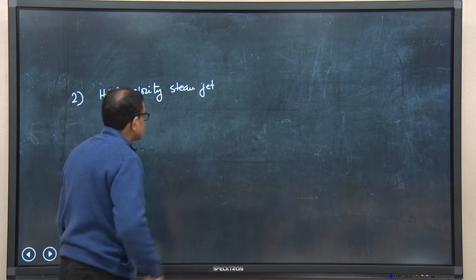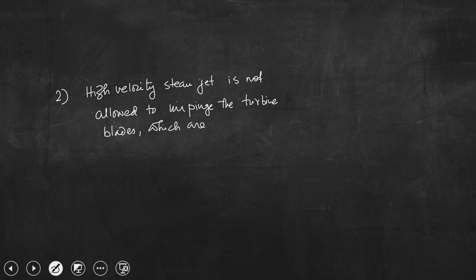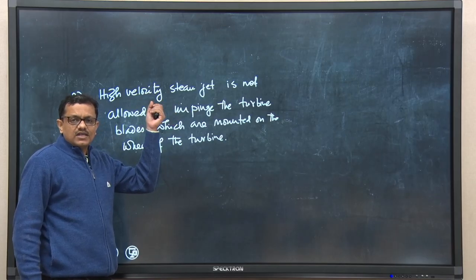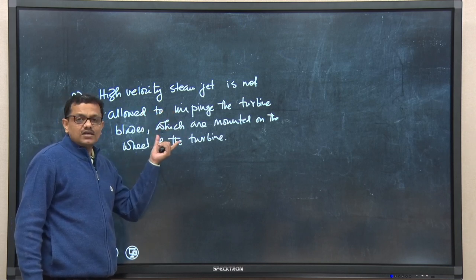So, a high velocity steam jet is now allowed to impinge the turbine blades which are mounted on the wheel of the turbine. What would be the consequence? When steam is coming out of the nozzle in the form of a jet, that jet impinges turbine blades which are mounted on the wheel of the turbine.